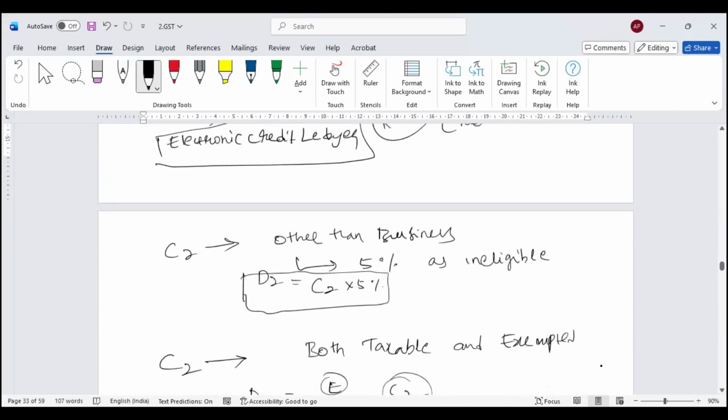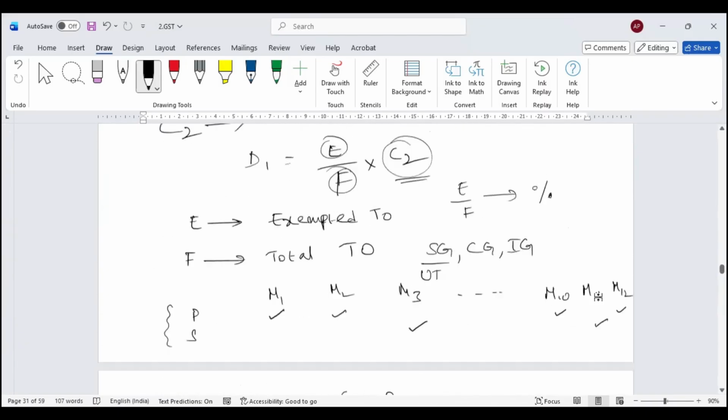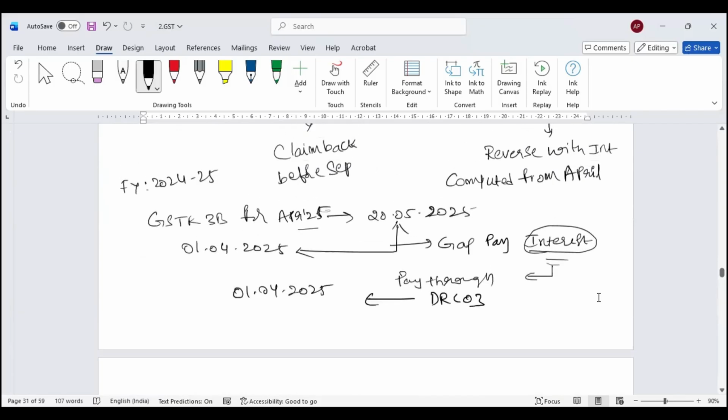Shiv and Mohan, any doubts before we go further? No, Pradeep. Okay. Now, small doubt. Yes, sir.